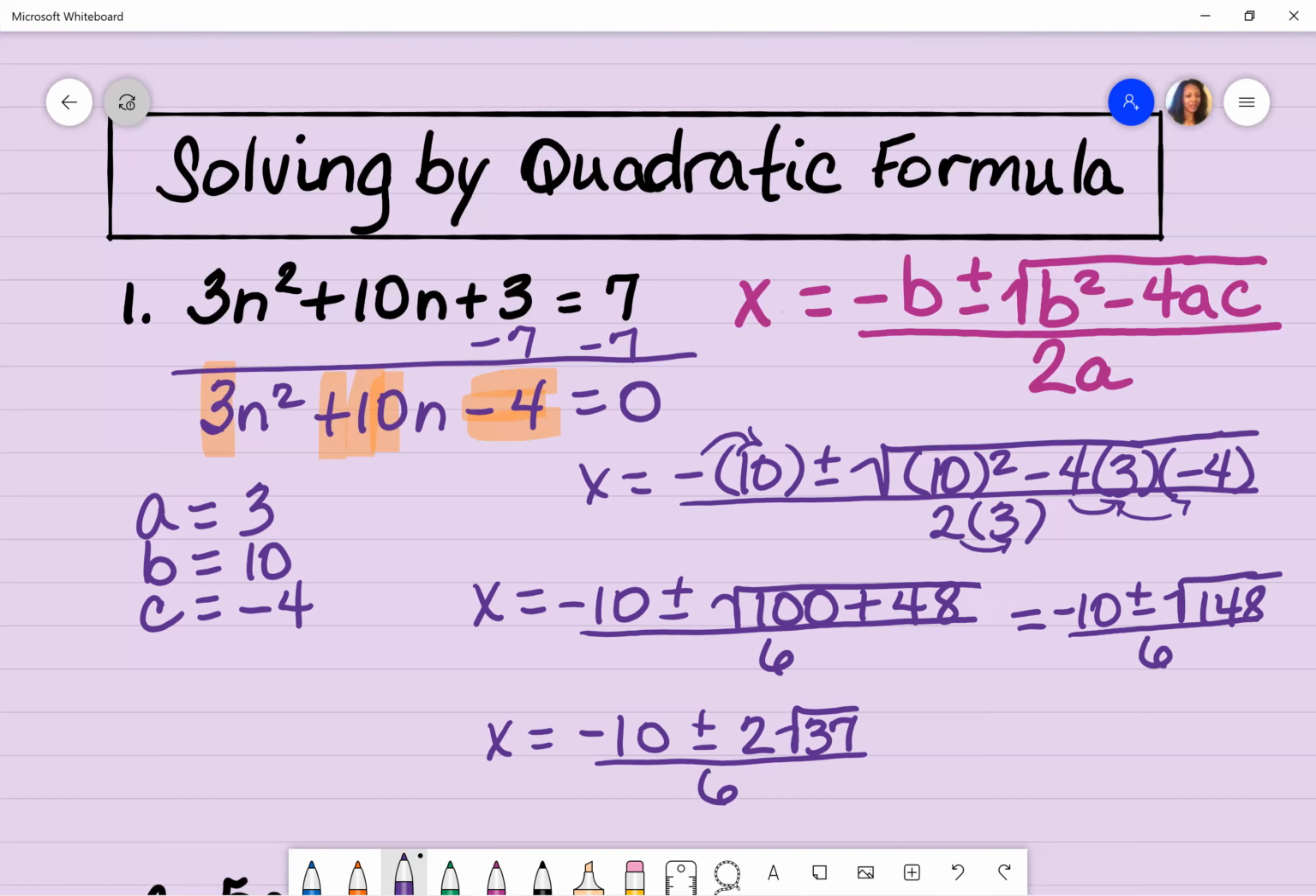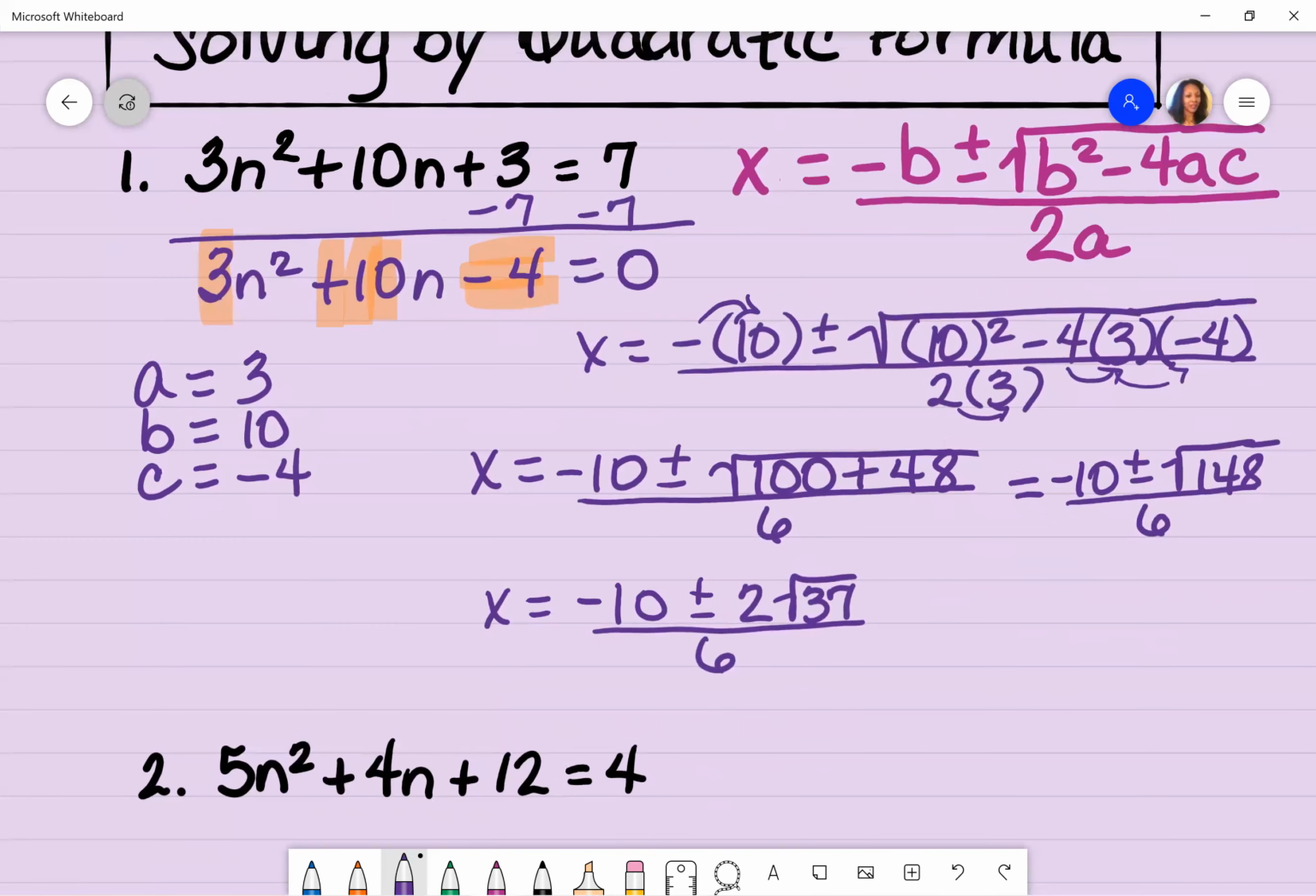Some people leave their answer in this form with 1 big fraction bar. I don't. I separate mine. So I know this is 1 fraction, and I know that this is another. So I'm going to simplify by dividing both fractions by a 2. When I do that, I end up with a -5/3. Plus or minus goes in the middle. And then on this side, I have a 2/6. And if I'm dividing both of those by 2, that just leaves me with the radical 37/3.